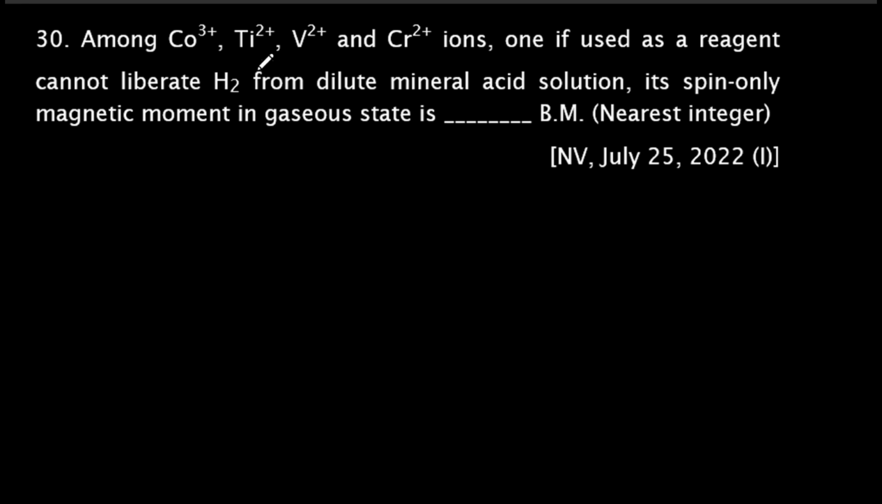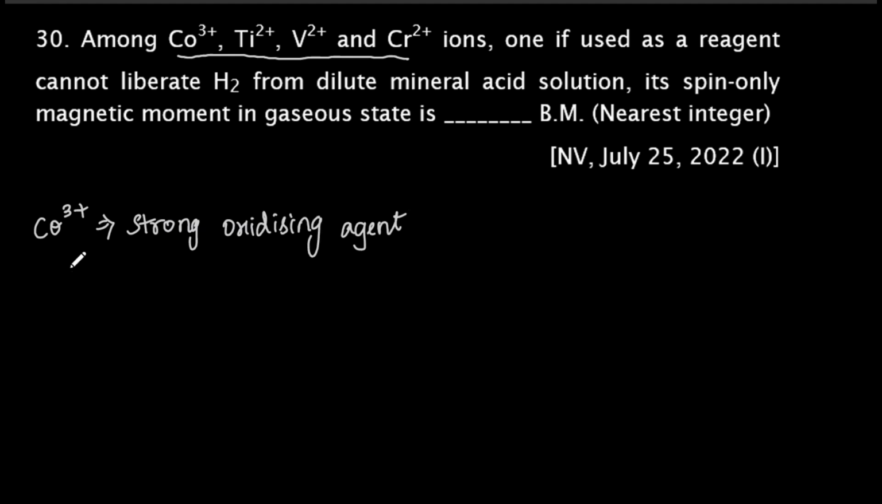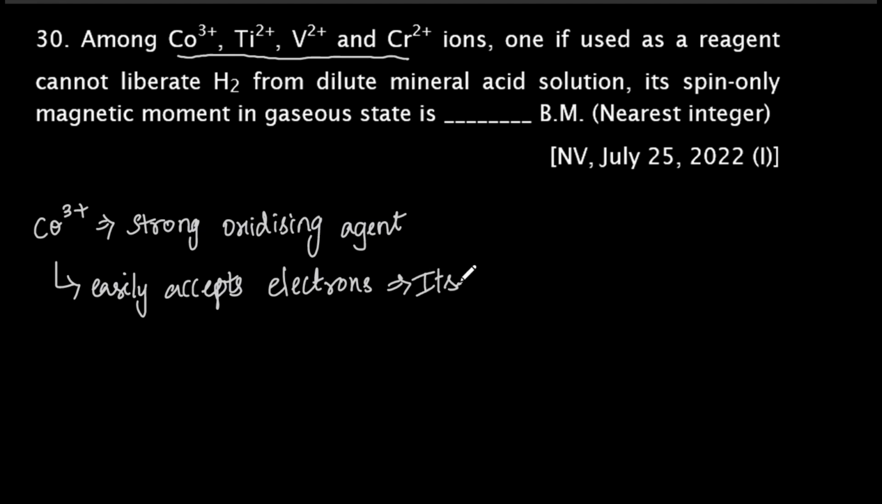Among Co3 plus, Ti2 plus, V2 plus and Cr2 plus ions, one if used as a reagent cannot liberate H2 from dilute mineral acid solution. Its spin only magnetic moment in gaseous state is. So out of the given ions, Co3 plus is a strong oxidizing agent. A strong oxidizing agent easily accepts electron and is itself reduced.